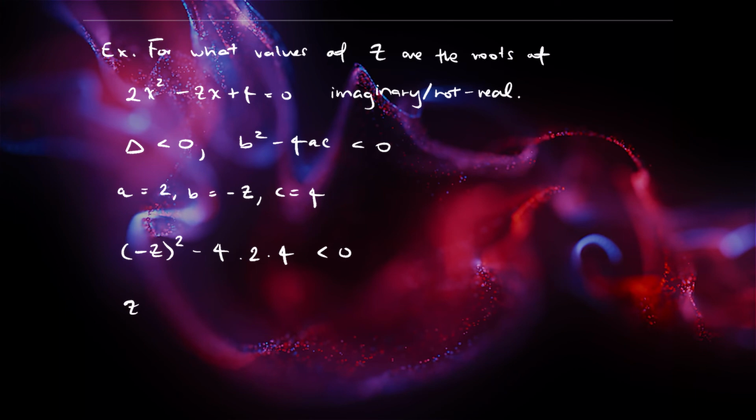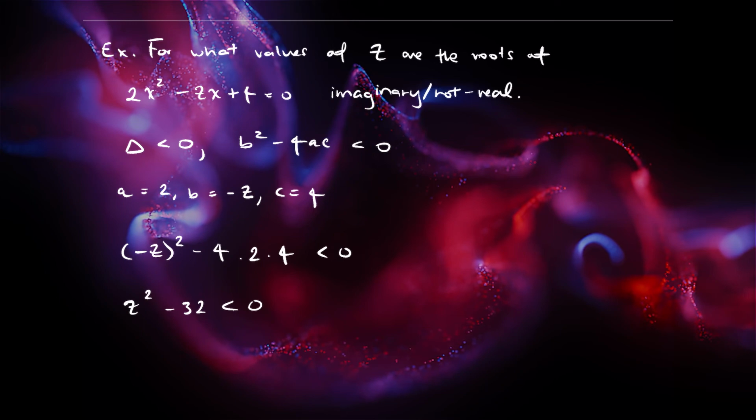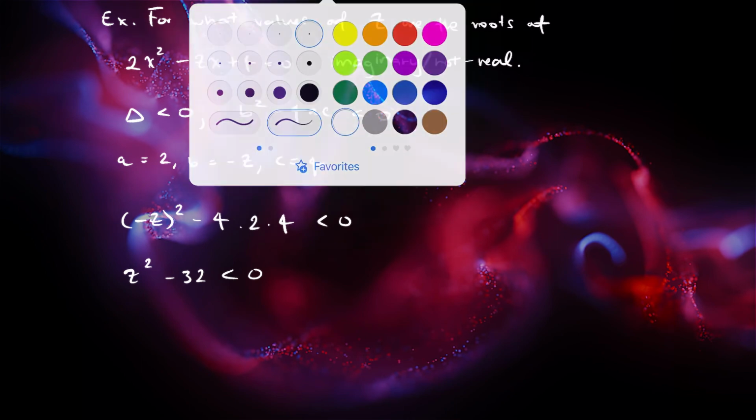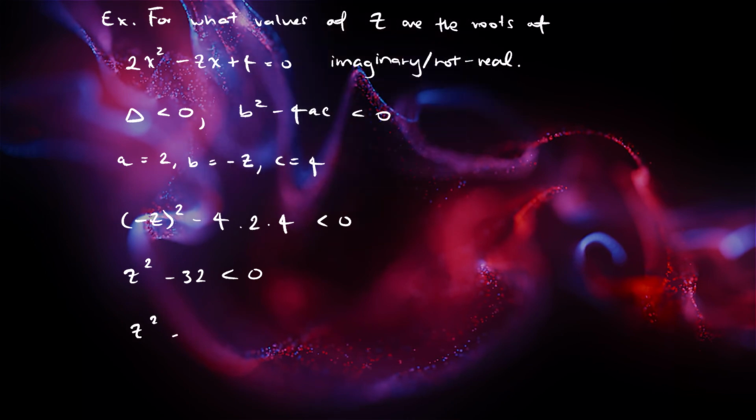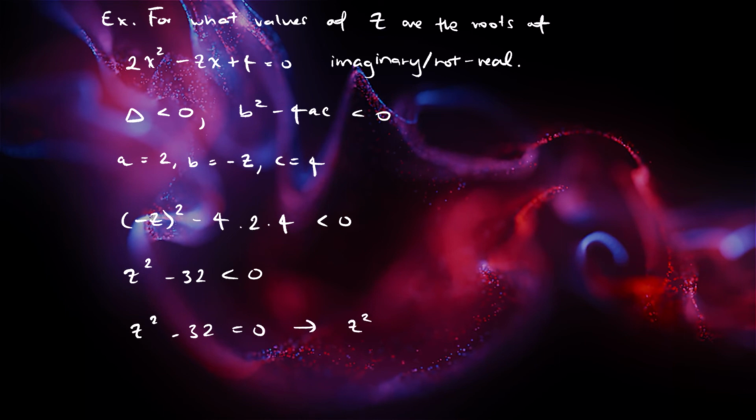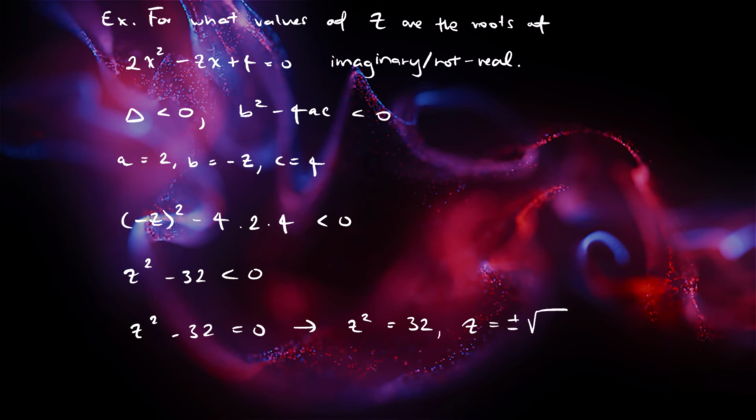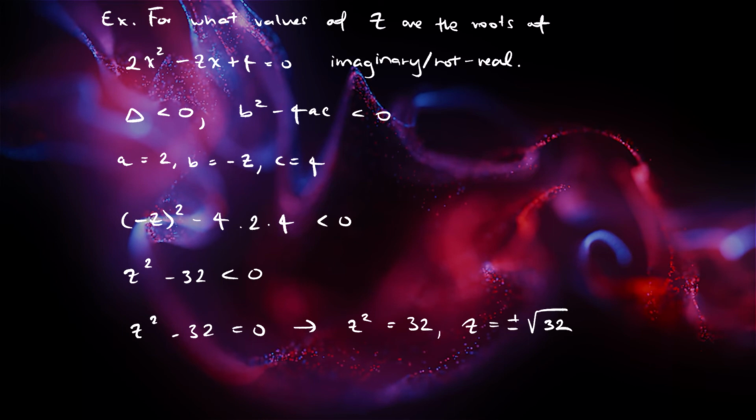So what do we get? We get z squared minus 32 must be less than 0. And so now we've got a quadratic inequality. How do we solve for these? Well, if you recall, we just solve it as normal. Let's just assume it's a normal equation: z squared minus 32 is equal to 0. So z squared is equal to 32, and therefore z is equal to plus or minus the square root of 32. So we've got 2 solutions, positive root 32 and negative root 32.